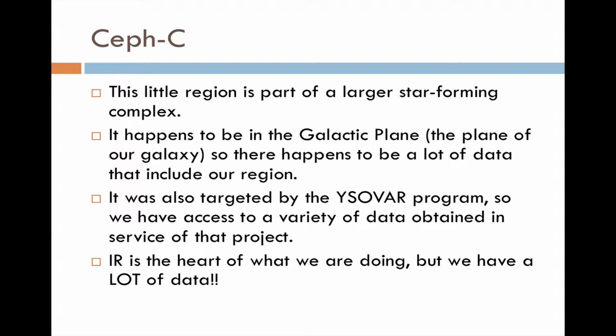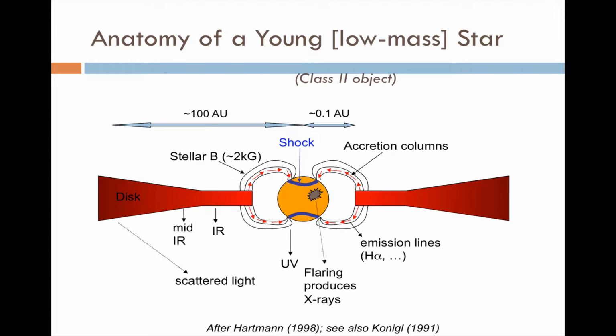And it was one of the 12 regions specifically targeted by the YSOVAR program. So we have a variety of data that were obtained specifically in the context of YSOVAR. And the infrared really is the driver for what we're doing, but we have a lot of data over a lot of other wavelengths too. Remember that it's really good that we have data over a lot of different wavelengths, because the young stars that we're studying here have lots of interesting emissions at lots of different wavelengths.